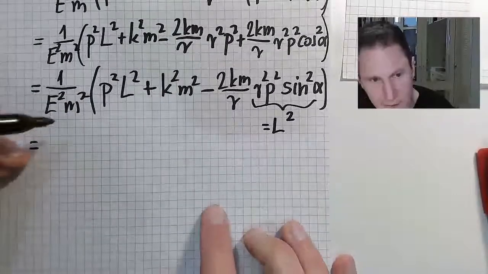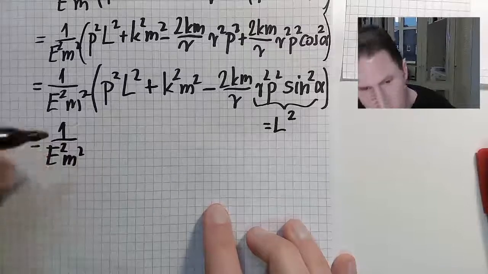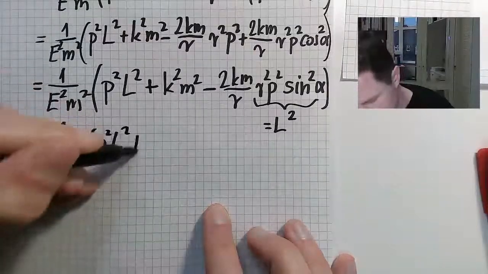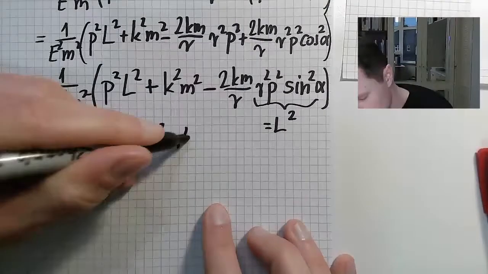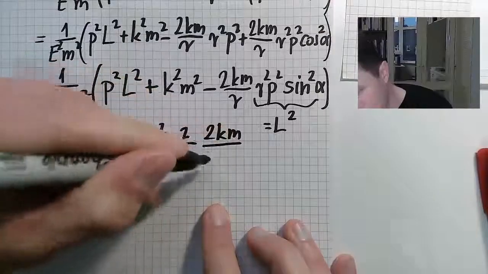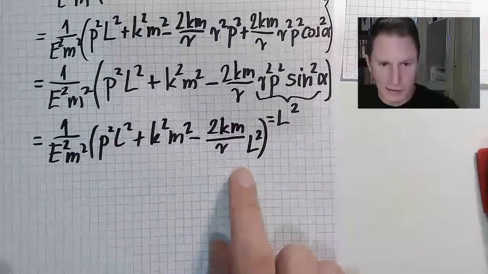So what we get is 1 minus e squared times m squared times p squared times L squared plus k squared times m squared minus 2km divided by L times L squared. Okay, so this is what we got.